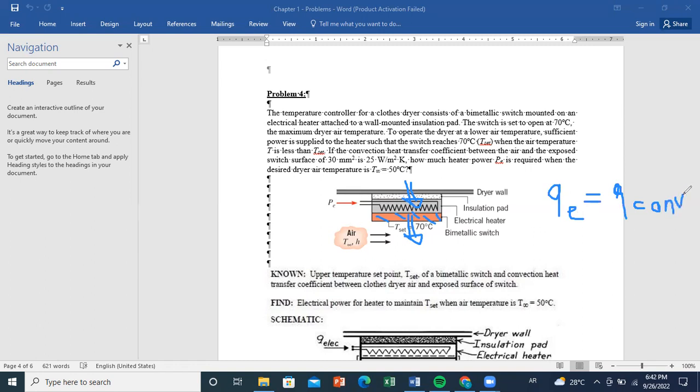Okay, now the question is how much power is required? Whenever we say power, we are reasoning in watt unit, and we know that the convective flux in watt is given by H times A times delta T. Okay, so now we can say the following.